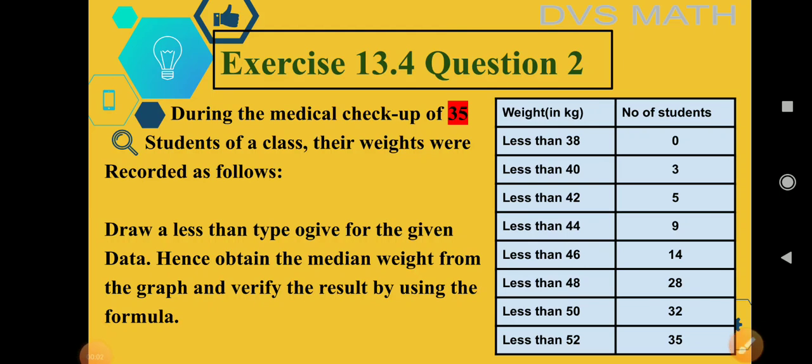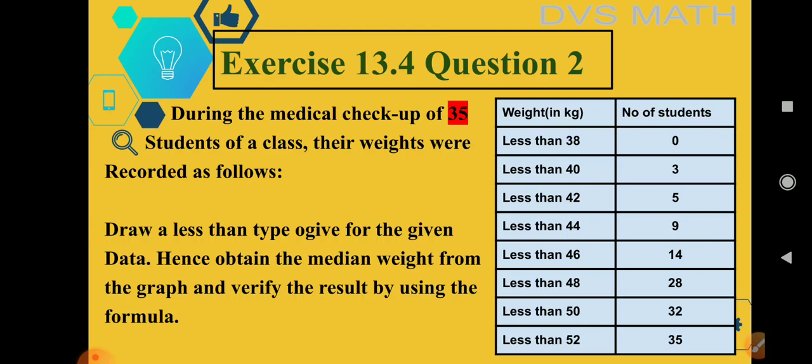Exercise 13.4, question number 2. During the medical checkup of 35 students of a class, their weights were recorded as follows. Draw the less than type ogive for the given data. Hence, obtain the median weight from the graph and verify the result using the formula.